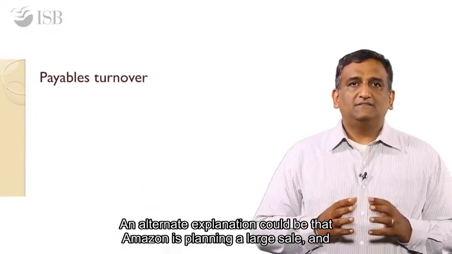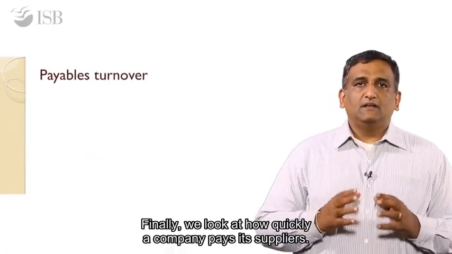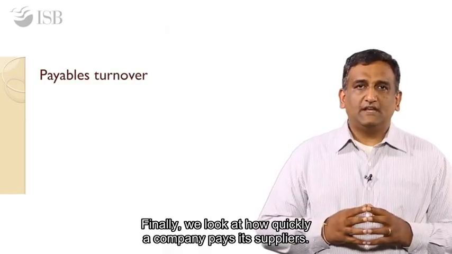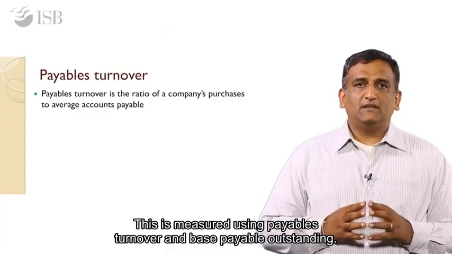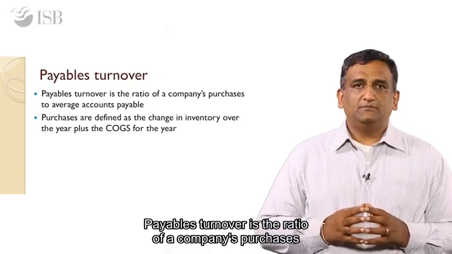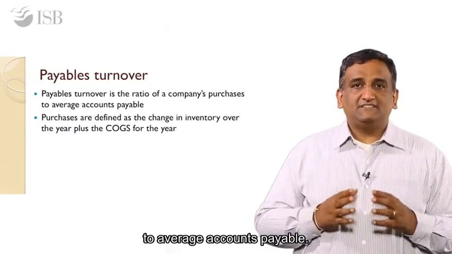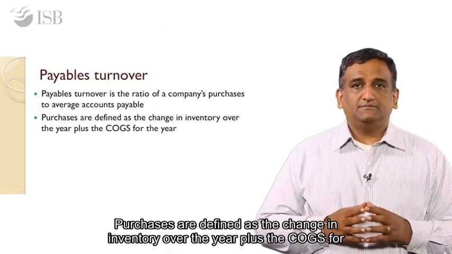Finally, we look at how quickly a company pays its suppliers. This is measured using payables turnover and days payable outstanding. Payables turnover is the ratio of a company's purchases to average accounts payable. Purchases are defined as the change in inventory over the year plus the COGS for the year.